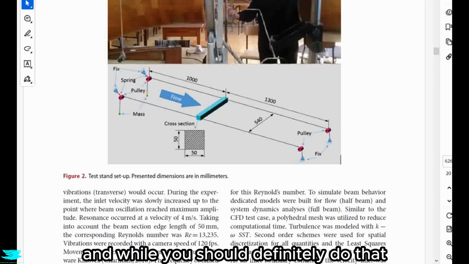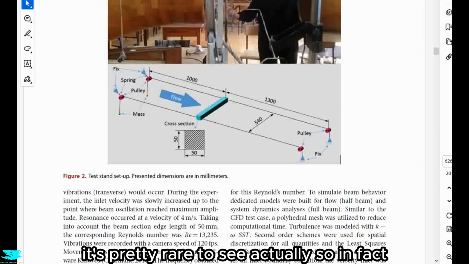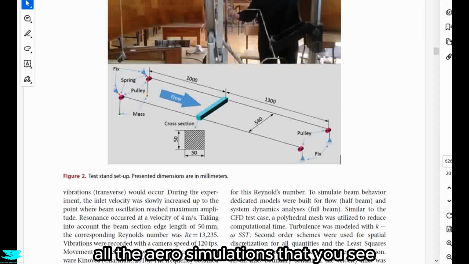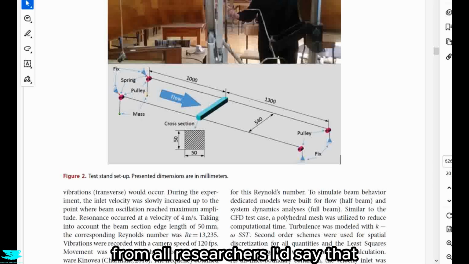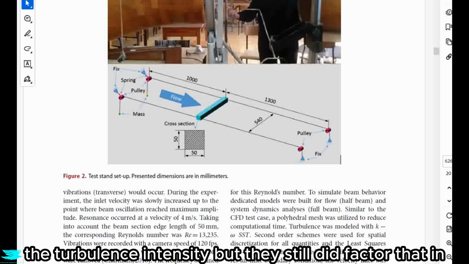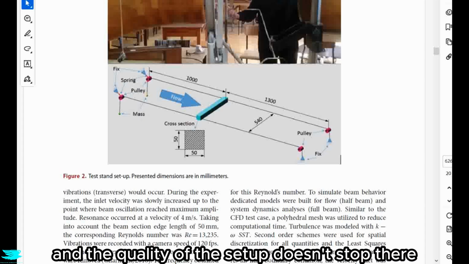And while you should definitely do that, it's pretty rare to see actually. In fact, of all the aero simulations you see online from all researchers, I'd say that a rectangular cylinder is one of the least sensitive to turbulence intensity, but they still did factor that in, which is great. And the quality of their setup doesn't stop there.